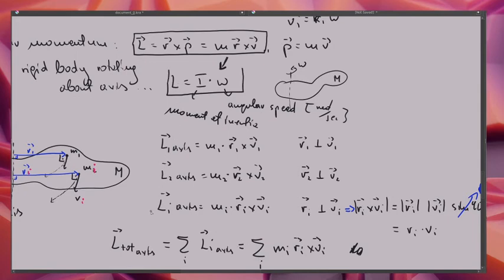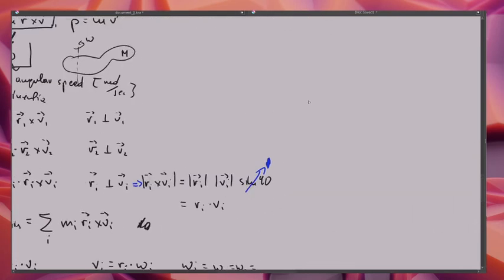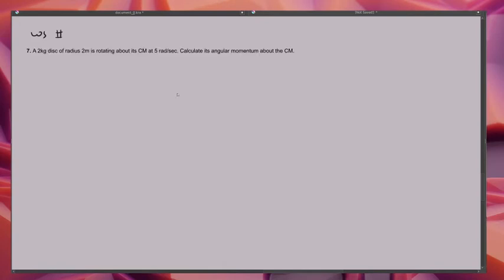Now let's solve a problem. So let's make some room. It's in the same worksheet, worksheet 2. It was problem 7, worksheet 2, and problem 7 is what we're looking at. I copied it and pasted it. So a 2 kilogram disk of radius 2 meters is rotating about its center of mass at 5 radians per second. So let's draw it.